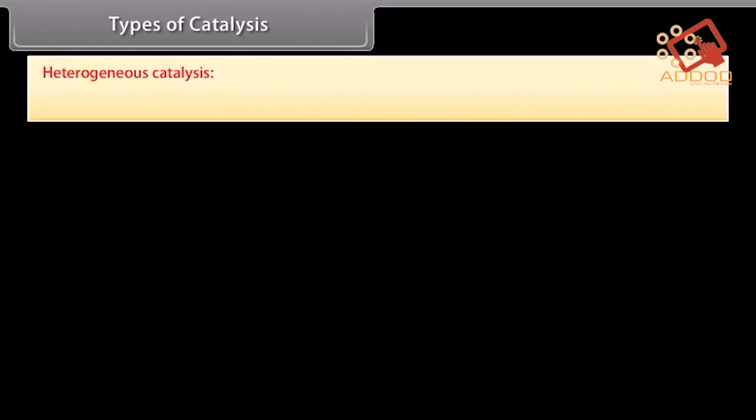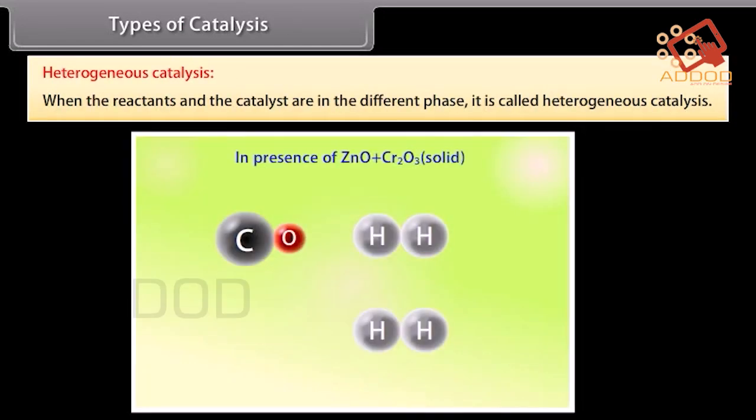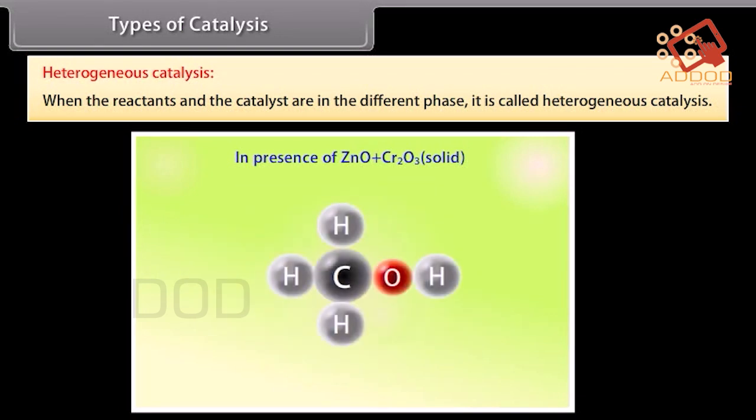Heterogeneous catalysis: when the reactants and the catalyst are in different phases, it is called heterogeneous catalysis. For example, manufacture of methanol from carbon monoxide and hydrogen using ZnO plus Cr2O3 as catalyst. Reactants are in gaseous phase and catalyst is in solid phase.